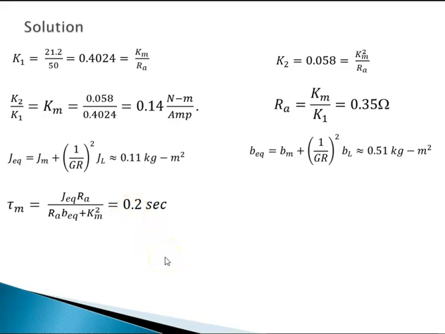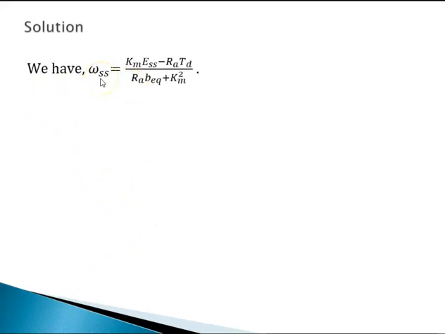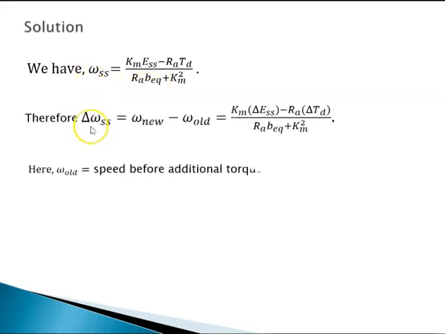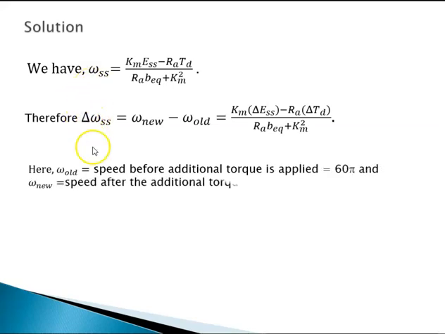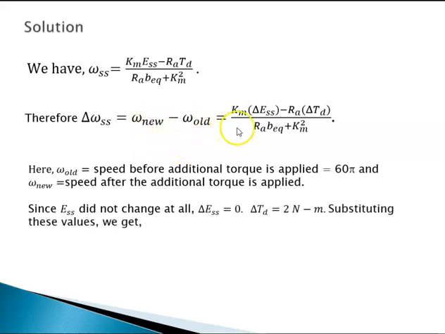For solving the other part, about the steady state speed when an additional torque is applied, we'll come back and look at the equation given here: Km into E_ss minus Ra into T_D, divided by this quantity here. We take a differential on both sides, that is, delta is applied on both sides. So delta omega_ss, which is new speed minus old speed, is written as Km into delta operating on E_ss minus Ra into delta operating on T_D.